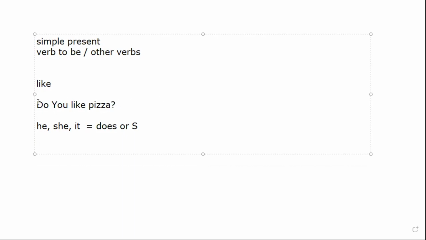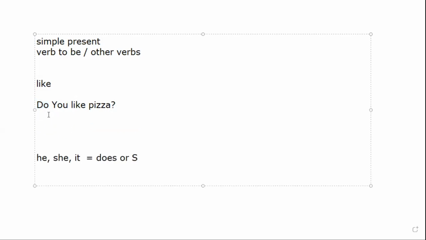O que é o papel do do aqui? Nenhum. A tradução dele é nenhuma. O papel dele está dizendo só, pergunta, você gosta de pizza? Right? So do doesn't have any meaning. It's just there to say question. You like pizza? And then I would answer like before. Yes, I do.